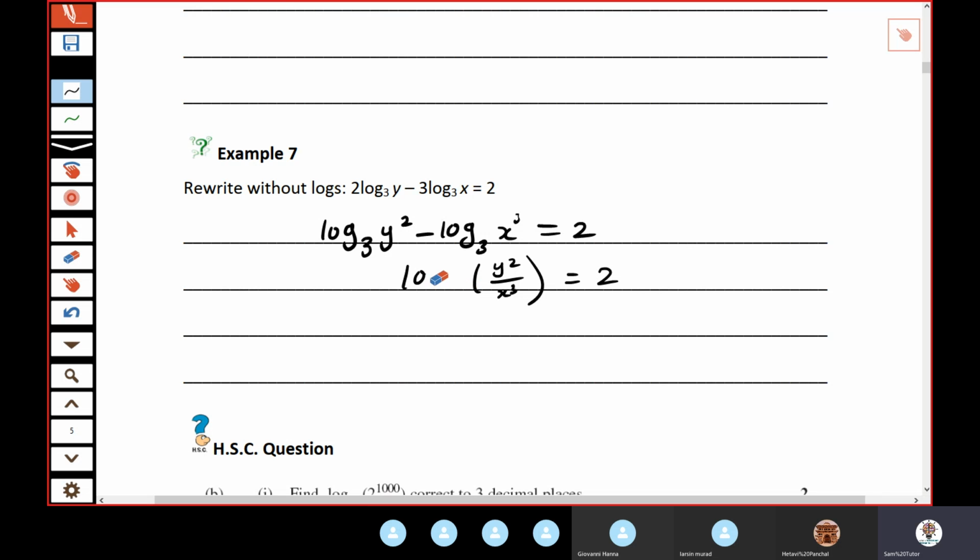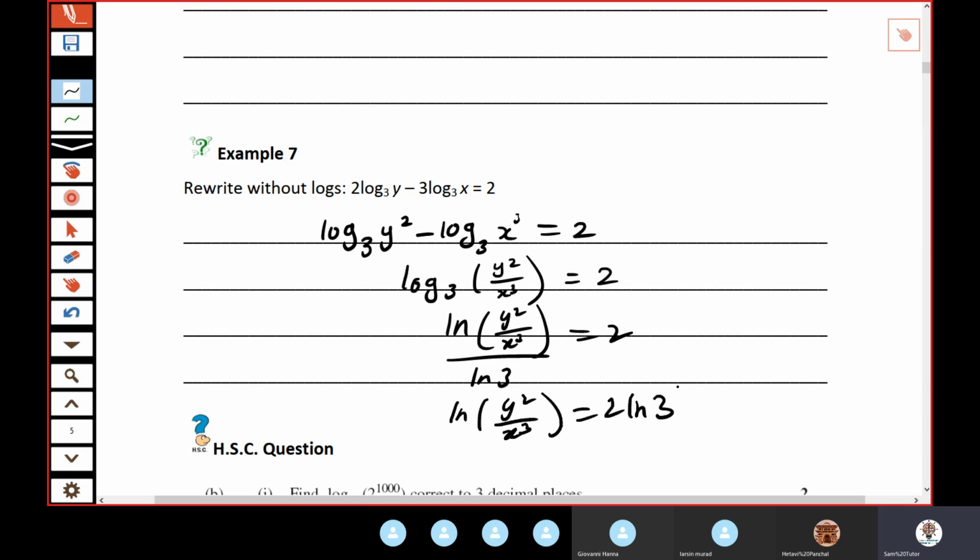Whereas me personally, what I would have done is just done ln's. Just because I don't like subbases, but we'll leave it for the time being. Then the next line, you're obviously going to change your subbases. And then you're going to multiply your log 3 over... almost there.